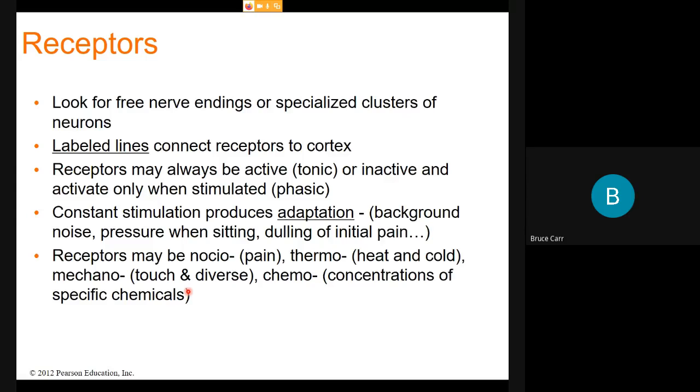Most of these receptors are logically named, so thermo, mechano, chemo, those are all receptors. A thermoreceptor would have to do with heat. The new one may be this prefix nocio. A nocioreceptor is a pain receptor.